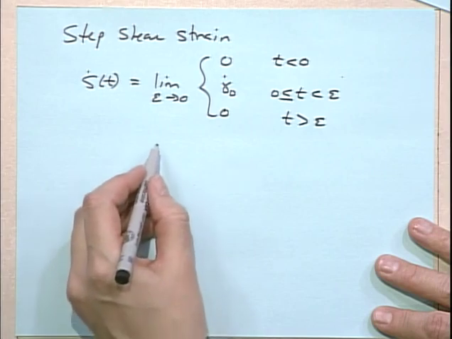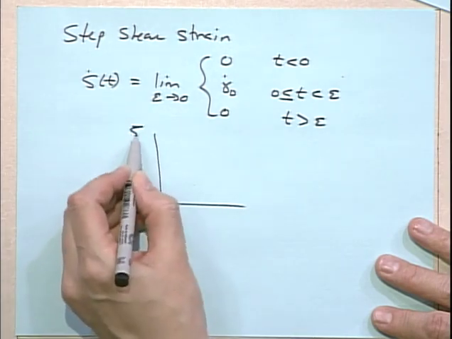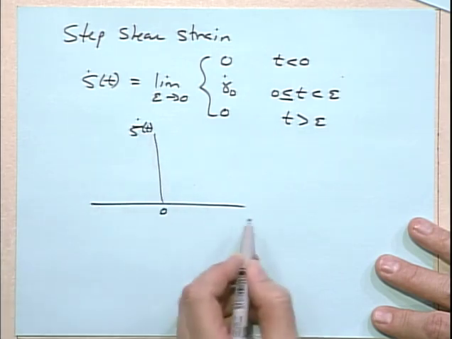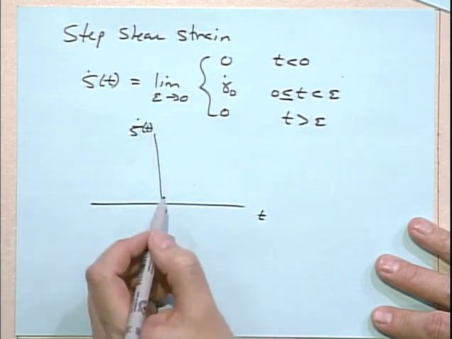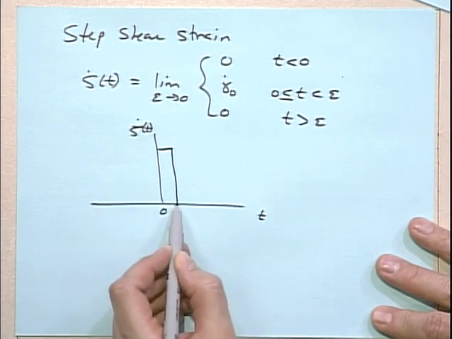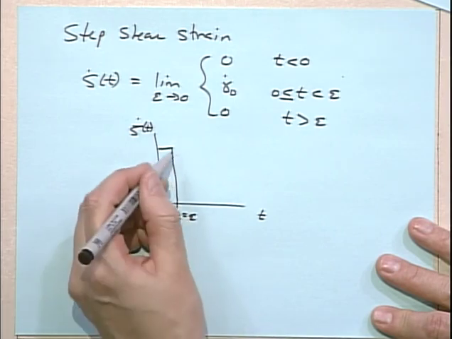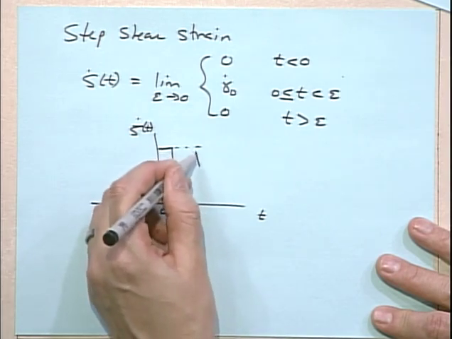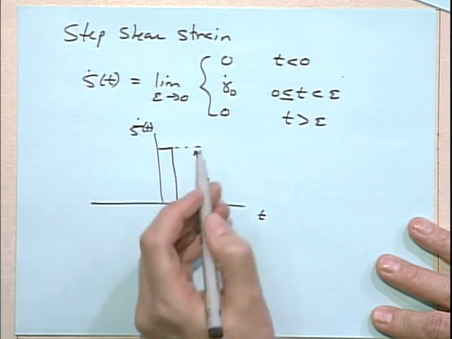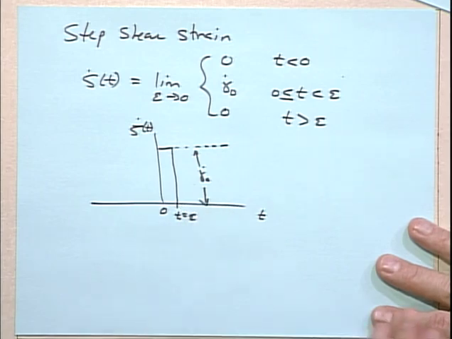So if we sketch that, this is sigma dot of t. It's 0 for t less than 0. It's something up to t equals epsilon. This level is gamma dot naught. And then above that time, it's 0 again.